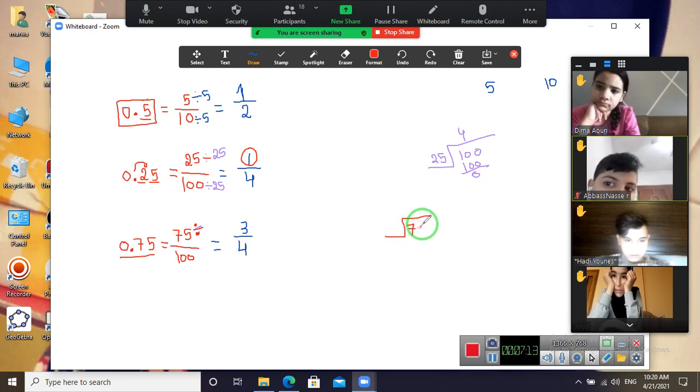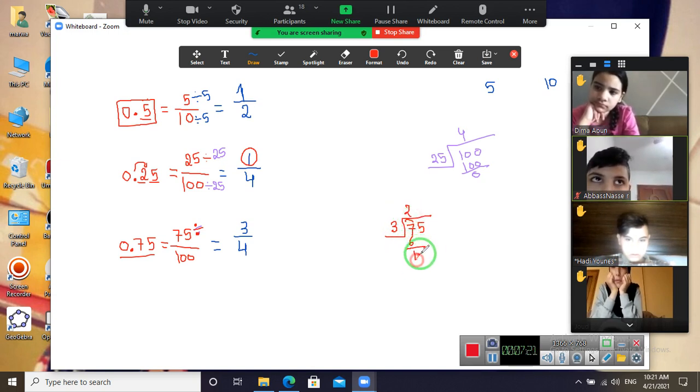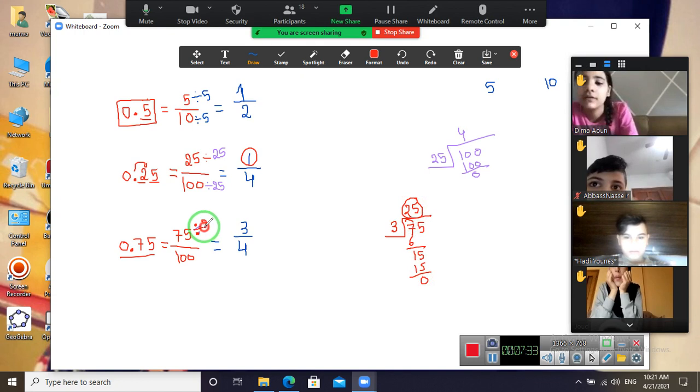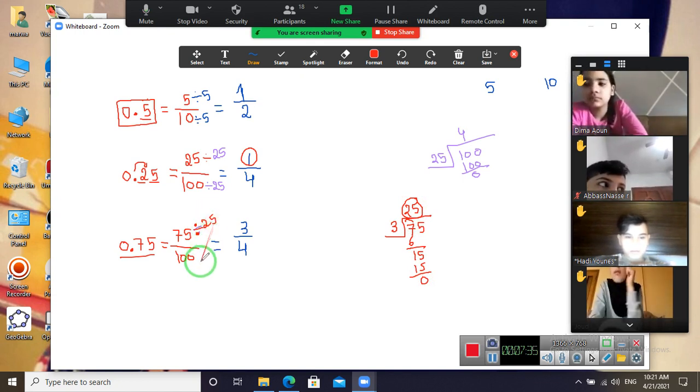75 divided by 3. I take the 7, 2, it will be 6. I will get 1, 5. 3 times 5 equals 15. So the answer is 25. So I will divide here by 25 to get 3. Divide 5, 25, divide 25.